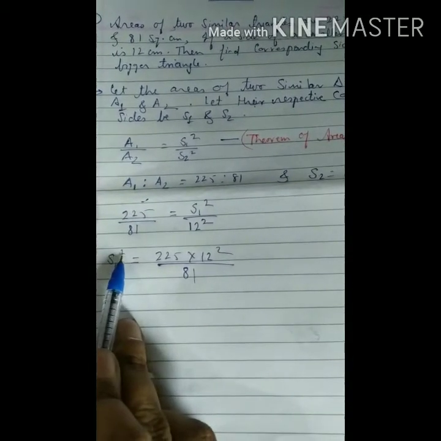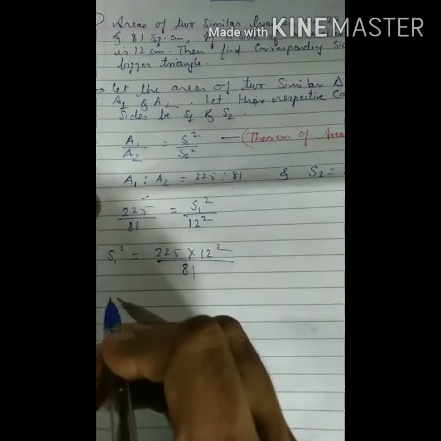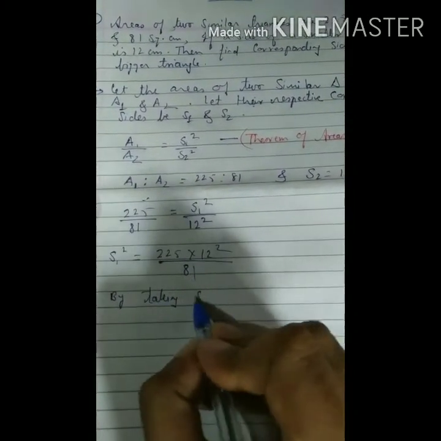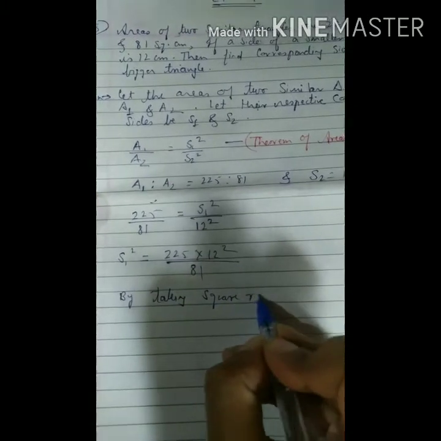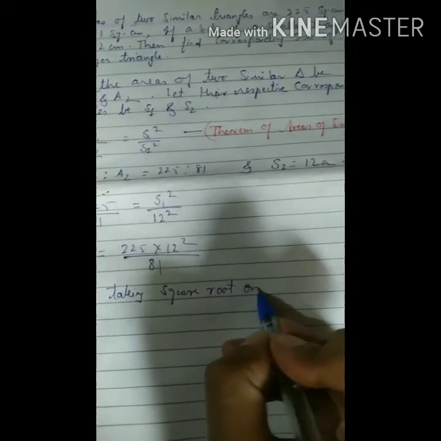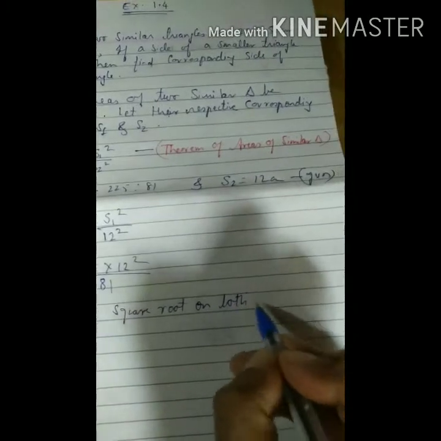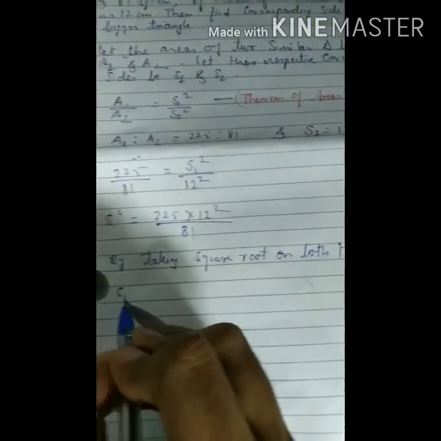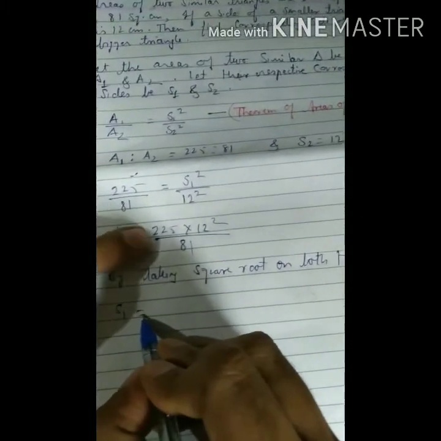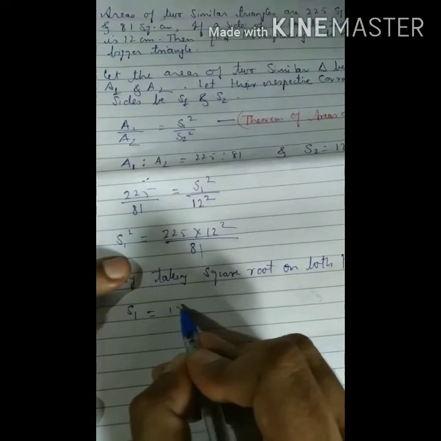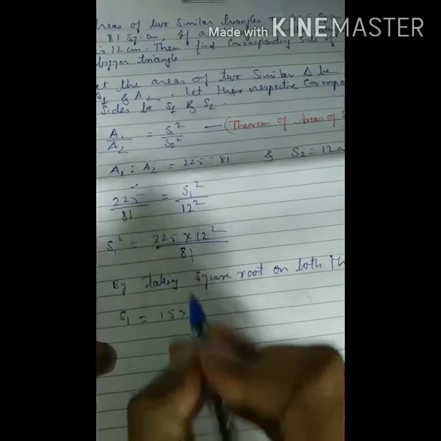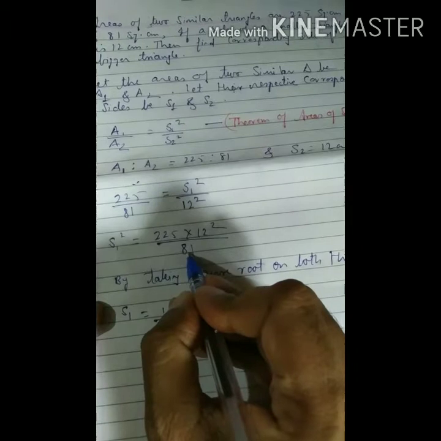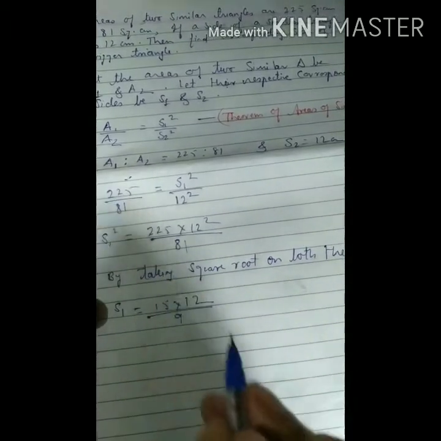Now we can see here we have square. So we'll remove the square, that is by taking square root on both the sides. We get S1 is equal to 225, the root will be 15. 15 square is 225. Multiply by 12 square means we'll take only 12. And 81 means 9. 9 nines are 81.